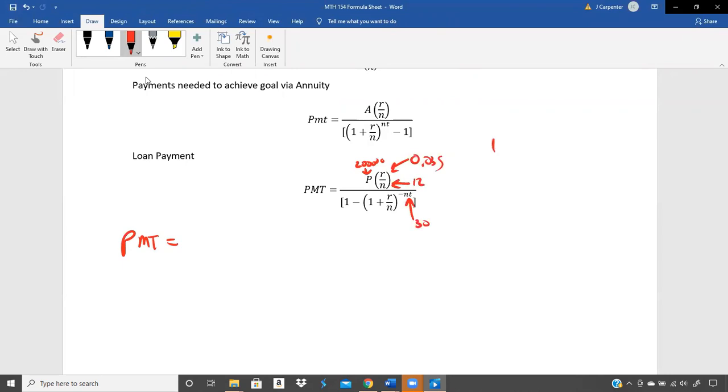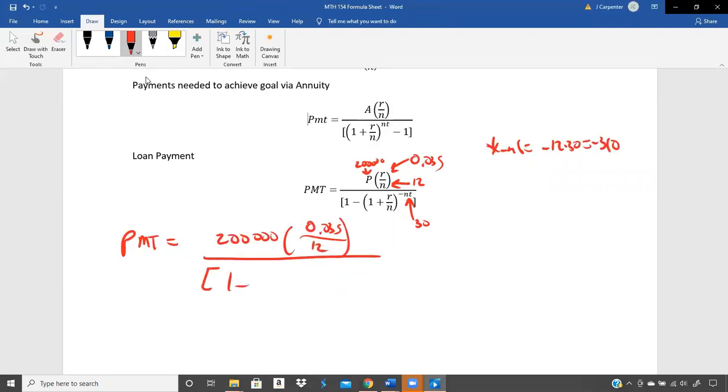Now that exponent, the negative NT, is negative 12 times 30, which is negative 360. So in the formula, we got 200,000 times 0.035 over 12, and all over bracket 1 minus parentheses 1 plus 0.035 over 12 raised to the negative 360.